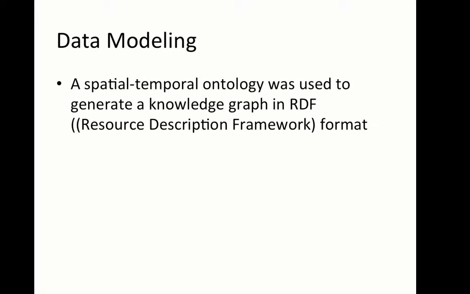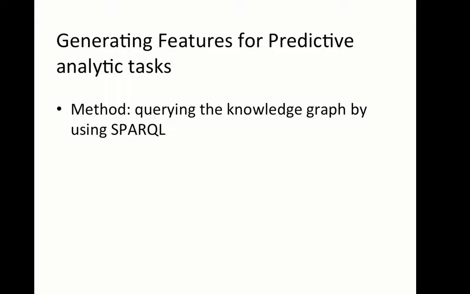In the next step, we use a spatial temporal ontology to generate a knowledge graph. The third step, we query the knowledge graph to generate features which are used for the predictive analytic tasks. And the SPARQL query is used to query the graph. And we are going to show you an example of a SPARQL query.